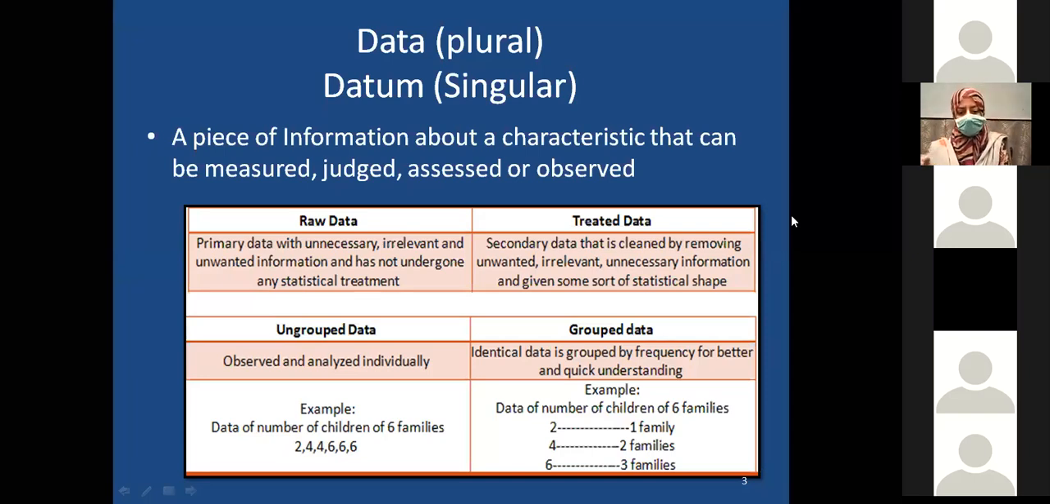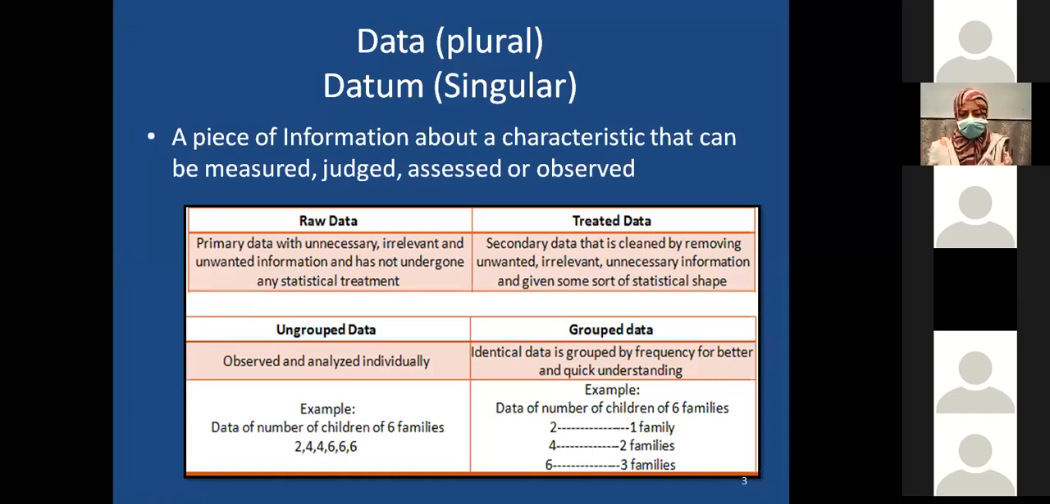For example, the data on number of children of 6 families. Okay? There are 6 families. The first family has 2 children. The second family has 4 children. The third has 4 children. The fourth has 6 children. The fifth family has 6 children, and the 6th family has 6 children. This is every individual being counted. Okay? For example, whenever we are doing our census data.